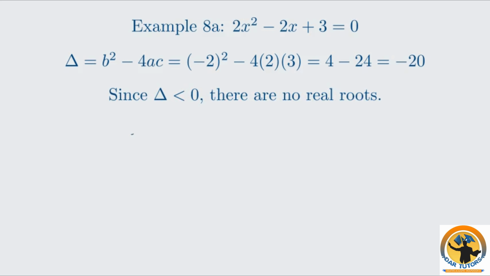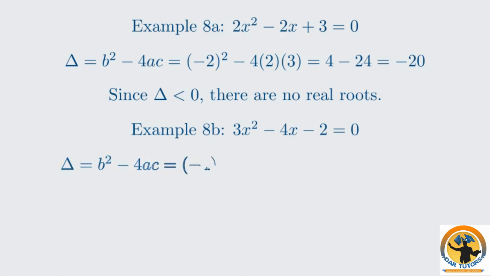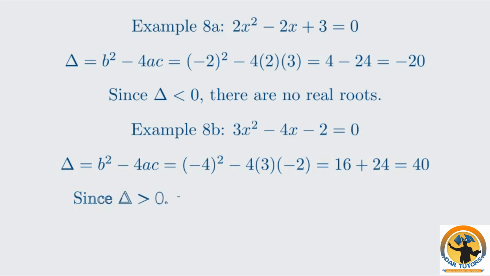Now for the second example. Consider the equation 3x squared minus 4x minus 2 equals 0. In this case, a equals 3, b equals negative 4, and c equals negative 2. Let's find the discriminant. Delta equals b squared minus 4ac, which is negative 4 squared minus 4 times 3 times negative 2. This simplifies to 16 plus 24, which is 40. The discriminant is positive. Delta is greater than 0. This means there are two distinct real roots. Since 40 is not a perfect square, these roots will be irrational.